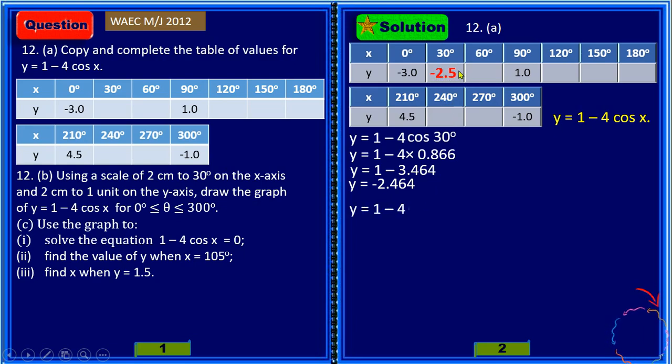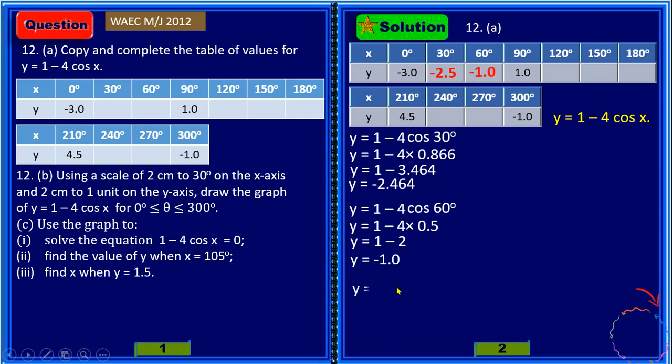Now when x is 60 degrees, we are going to replace cos x with cos 60 degrees. So that's cos 60. Use the calculator, we'll find the value of cos 60. The value of cos 60 is 0.5. On simplification, we have 1 minus 2. So y is equal to minus 1 at this point.